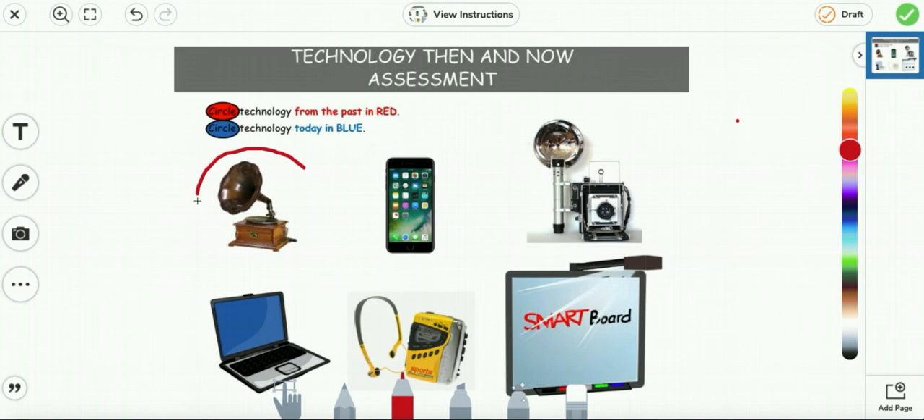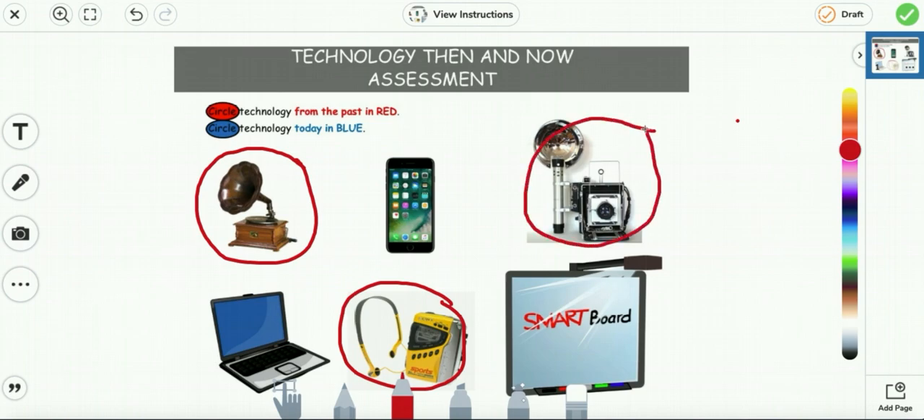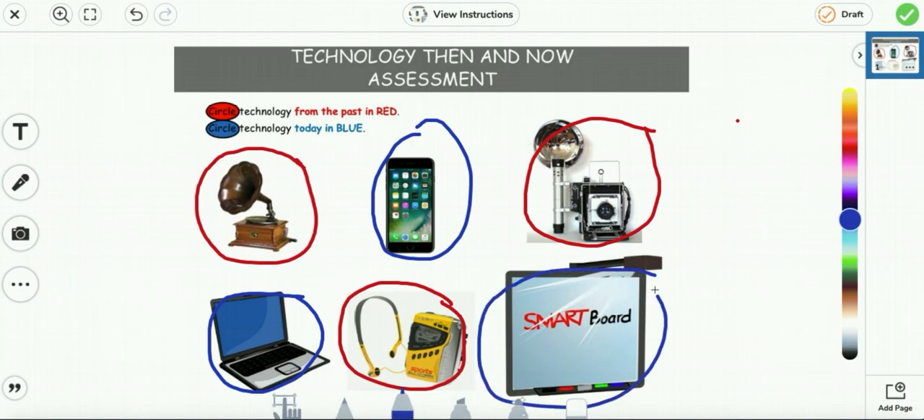Yes. Do you see any other objects? Great job. Is there any more? Yeah, the camera. Now we're going to go ahead and get our blue, and we're going to circle the technology that we use today. Phones, computers, smartboards. Great job.